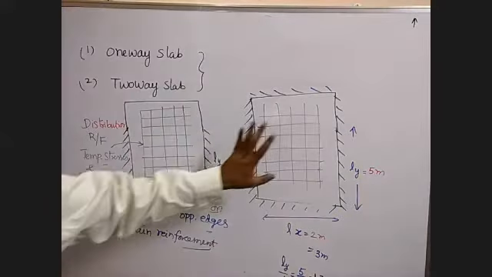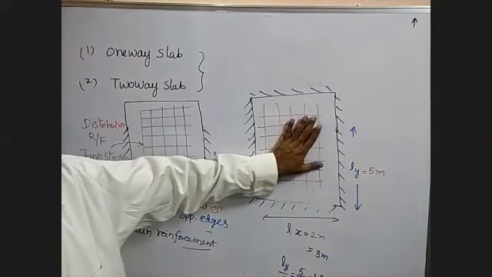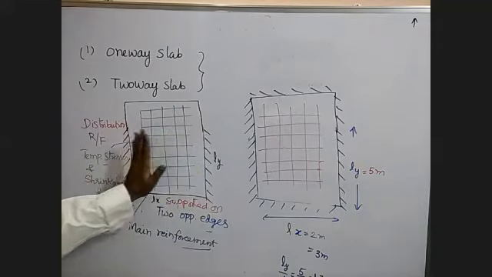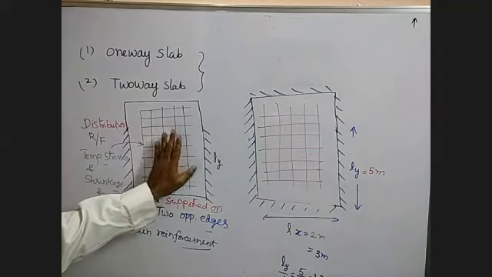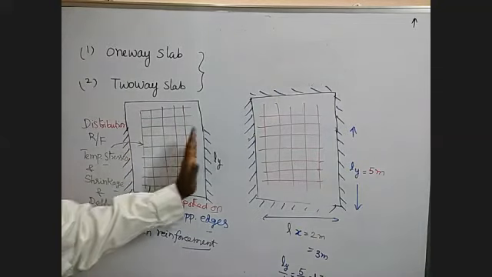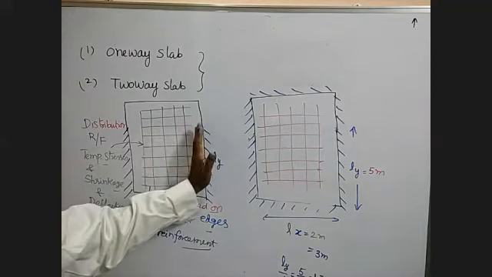Generally we get this type of condition. 4 edges are supported. If you get this type of condition, then this is also a one-way slab. Okay, because two edges are supported, fixed.